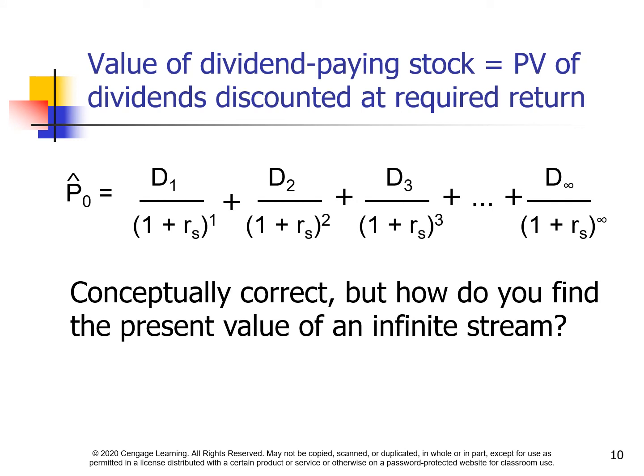The value of a dividend-paying stock is the present value of its dividends discounted at the required return. It can be expressed in the following formula. Conceptually correct, but how do you find the present value of an infinite string?